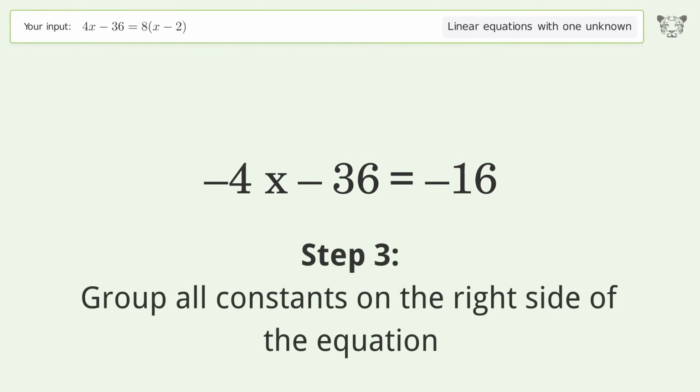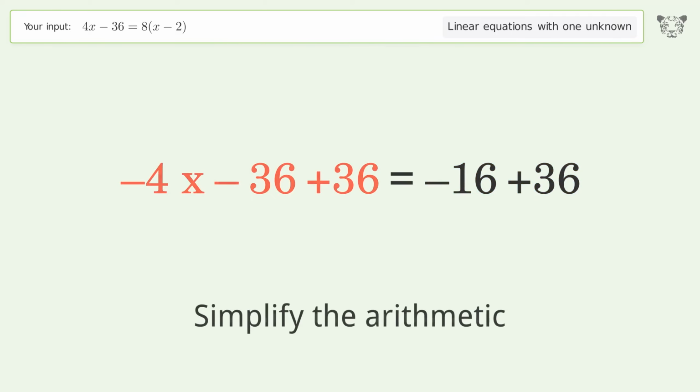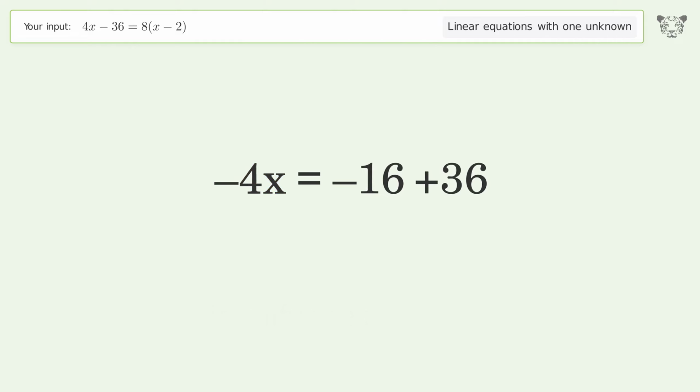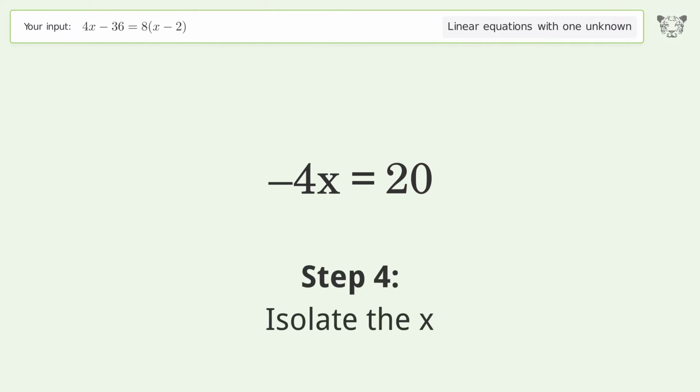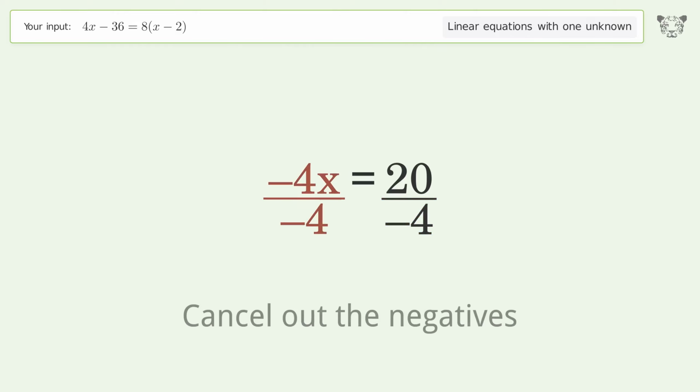Group all constants on the right side of the equation. Add 36 to both sides. Simplify the arithmetic. Isolate the x. Divide both sides by -4. Cancel out the negatives.